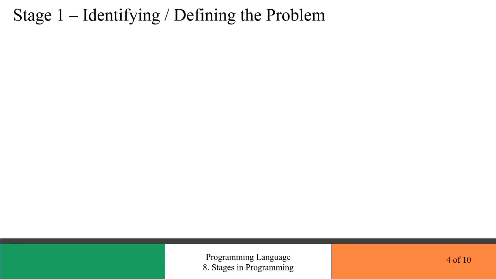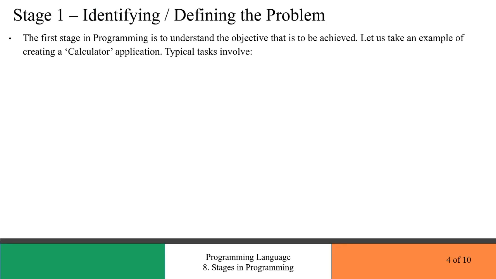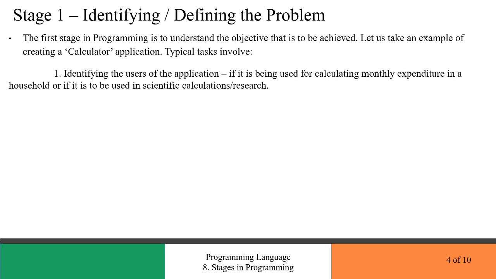The first stage is identifying or defining the problem. The first stage in programming is to understand the objective that is to be achieved and the product that is to be built. Let us take an example of creating a calculator application. Typical tasks at this stage would involve identifying the users of the application, namely if the application is being used for calculating monthly expenditure in a household, or if the application is to be used in scientific calculations or research. Thus, based on the end user of the application, the design might change.